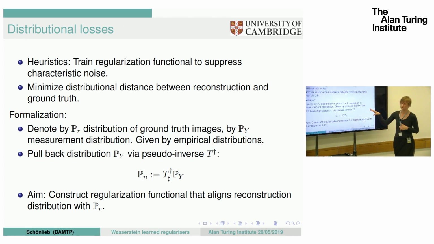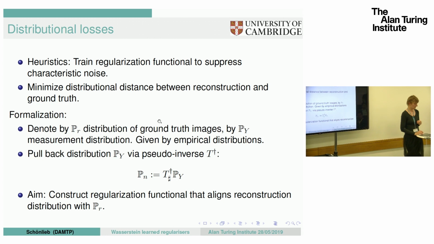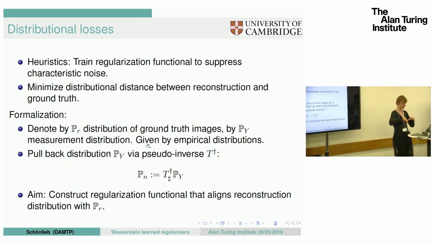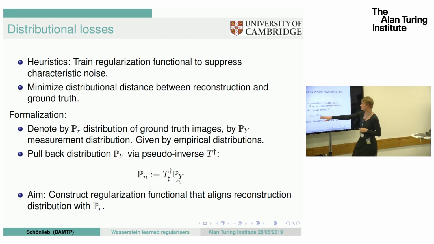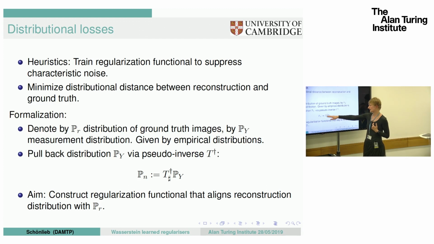in typical images that I want to reconstruct. And so how do I do this now? What I do now is I construct two different distributions. I said I want to train this regularizer in a distributional sense. One distribution is the distribution of ground truth images. I call this PR. And then I construct a distribution Pn by taking all the images that I get by applying the pseudo-inverse to my measurements.